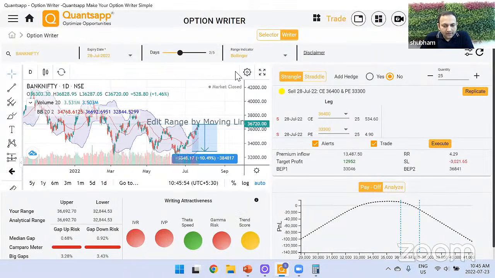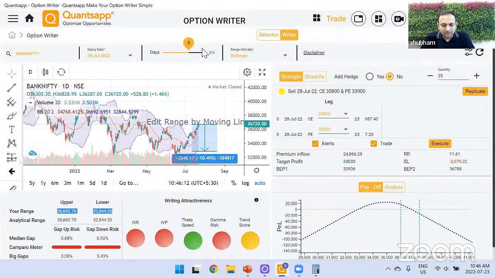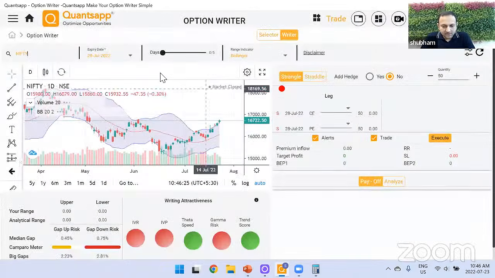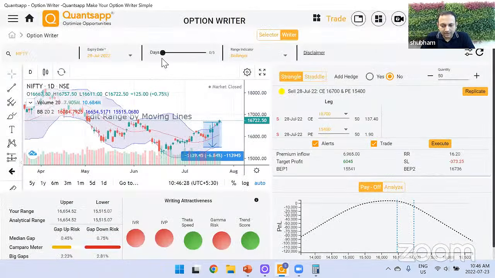So if I use a Bollinger Band, then we can see that automatically this is the range that the Bollinger Band has, which the tool created for you. And this is basically the Bollinger Band up and down. And if I have to implement that, then this is the strategy that I'll be executing. So if I just increase the days also, I can see what will be the range that I'll be executing. So let me just click back to Nifty. If I see it for Nifty, then this is basically the Bollinger Band for Nifty.